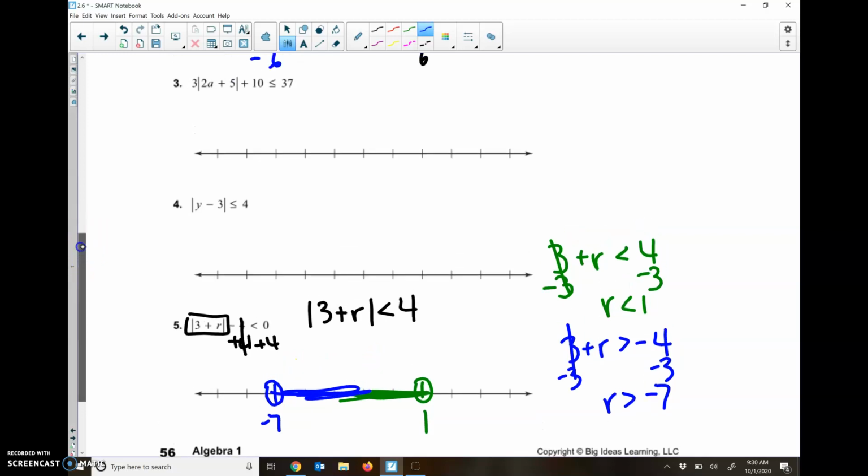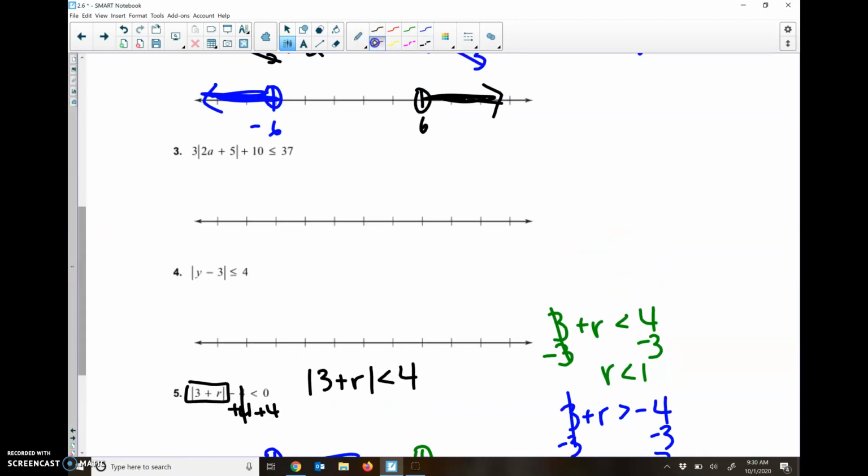Okay, let's go back up here and look at number 3, because number 3 has two things on the outside of my absolute value bars. So there's my absolute value, 2a plus 5. I got a plus 10 around here, and I have a times 3. So I need to get rid of my plus 10 first. So now I have 3 times the absolute value of 2a plus 5 is less than or equal to 37 minus 10, which is 27.